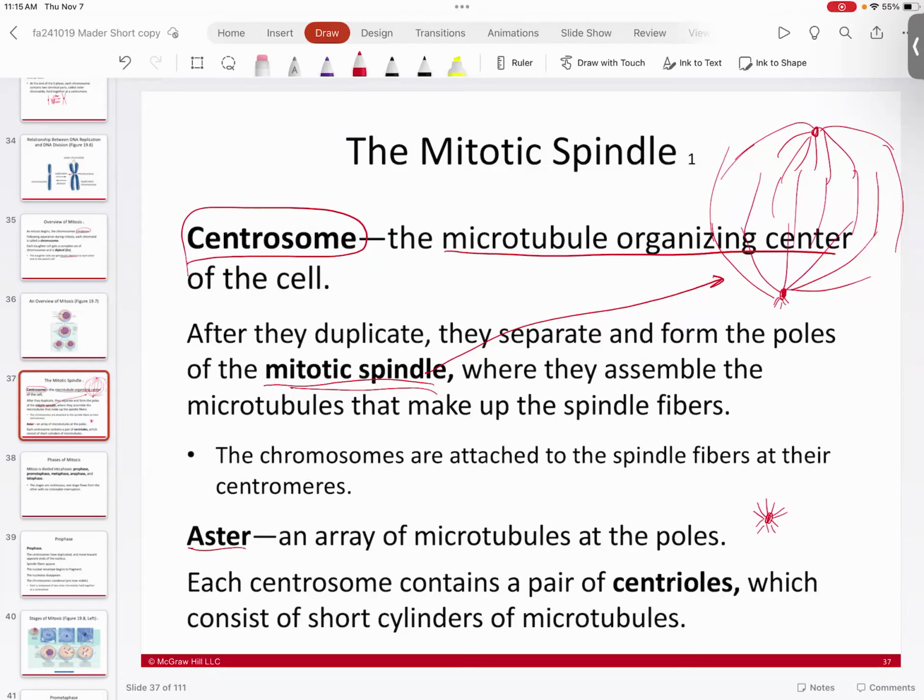Now, each centrosome ultimately has a set of smaller structures called centrioles, which are short cylinders of microtubules. So if you take a look at a centrosome, it will basically have these little tubes that are perpendicular to each other. And it's from these tubes that you can stack your microtubules and grow those microtubule fibers out in pretty much any direction you want. And that's how you get the development of the spindle.